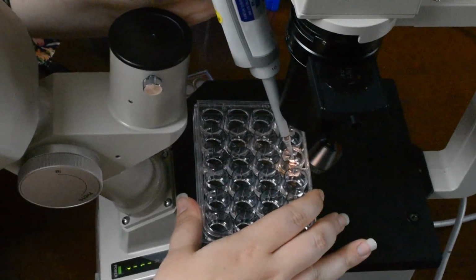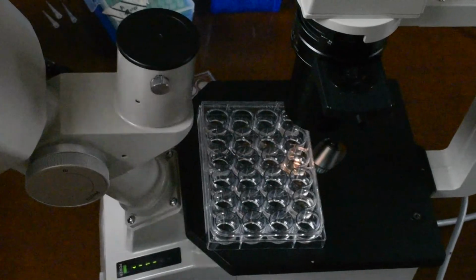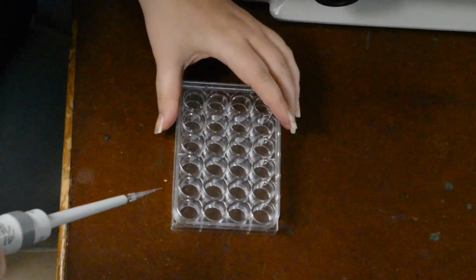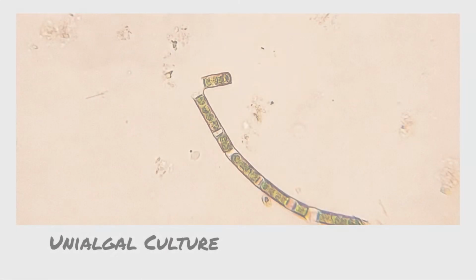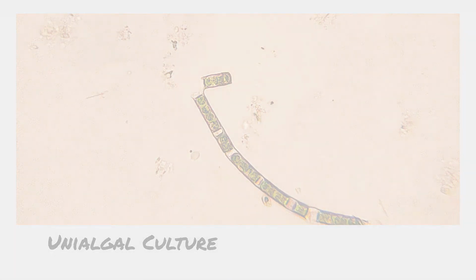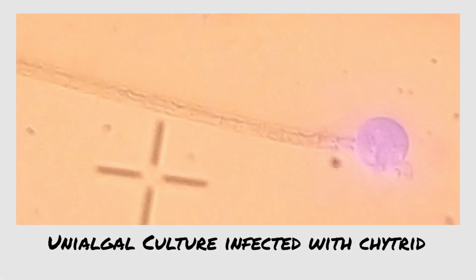By repeatedly transferring the target cell to fresh media and excluding as many other organisms as possible, Dr. McKindles can dilute out contaminants and eventually establish a unialgal culture. This same method can be used to isolate cells parasitized with chytrids.